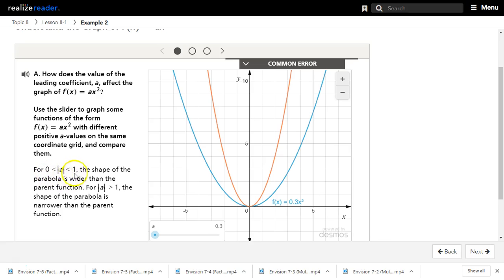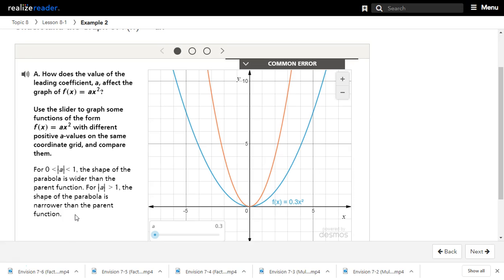If A is between 0 and 1, then it's going to get wider, vertical shrink. For A greater than 1, it will be narrower, which is a vertical stretch. Any questions? Like I said, you know most of all this stuff. We're just applying it to quadratics now.